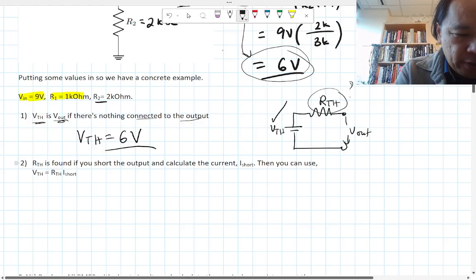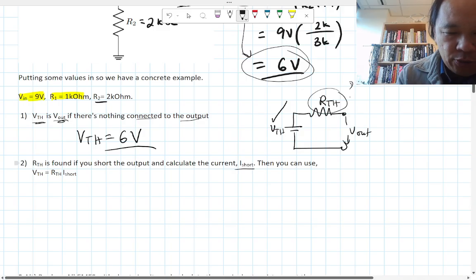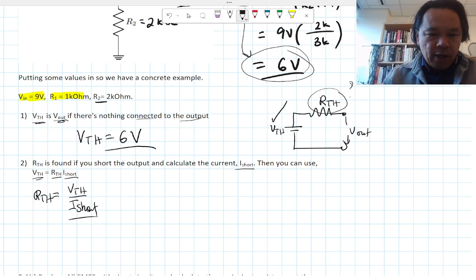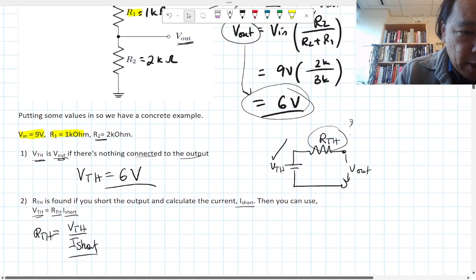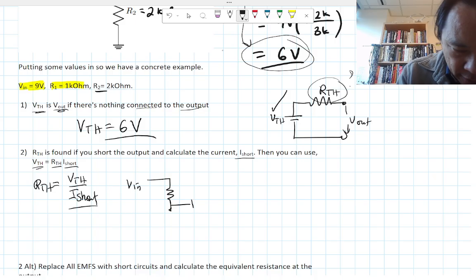R Thevenin is found if you short the output and calculate I short. Then you can use V Thevenin equals R Thevenin times I short. So you solve this for R Thevenin, which is V Thevenin divided by I short. And what the heck is I short? If we go back to the original circuit, you have V in here, and you have V out. This is R2, this is R1.